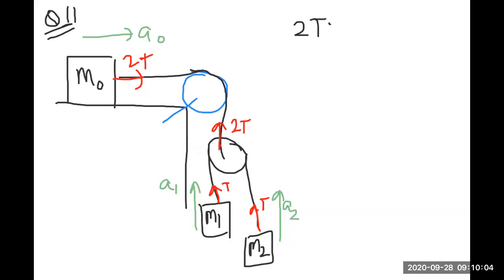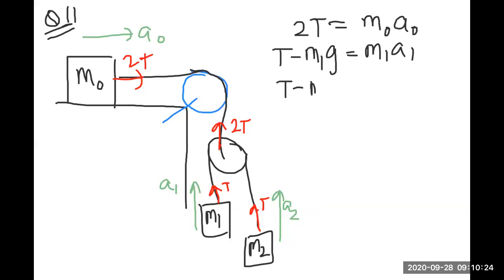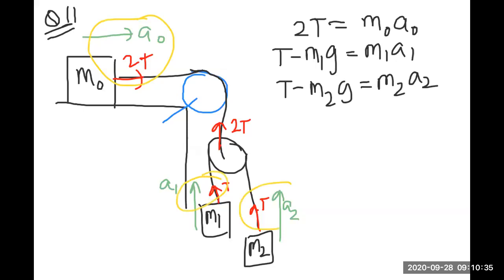2T is equal to M naught A naught, T minus M1G is equal to M1 A1, T minus M2G is equal to M2 A2, and then simply the dot product of these vectors, dot product of tension and acceleration.